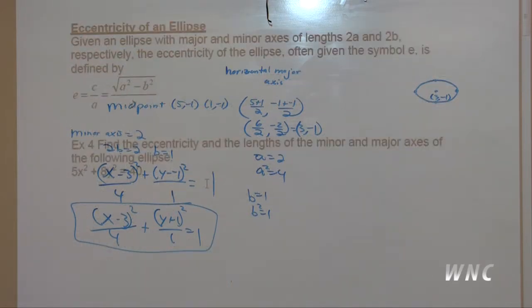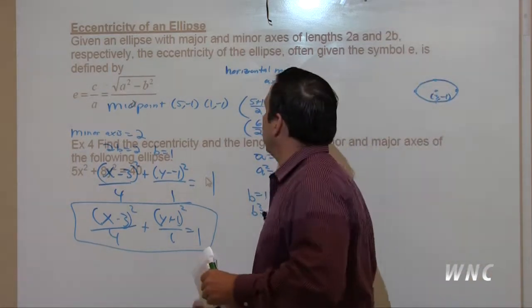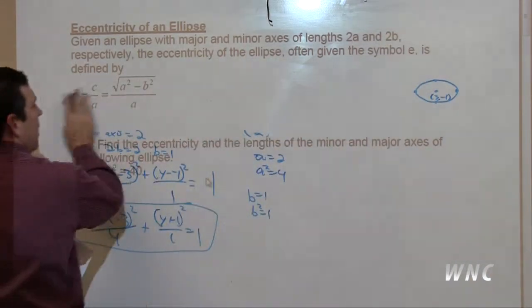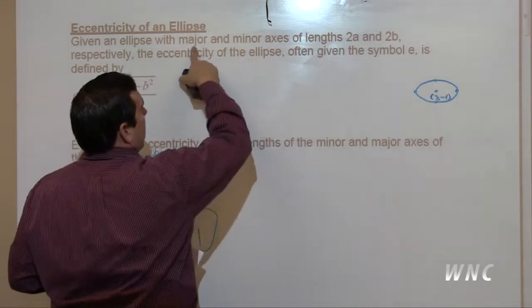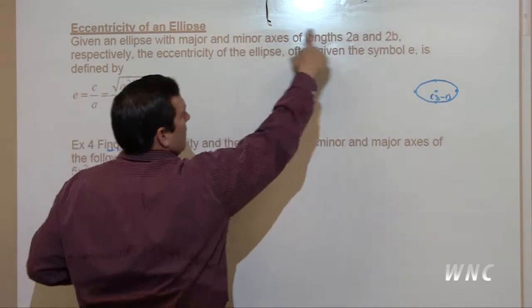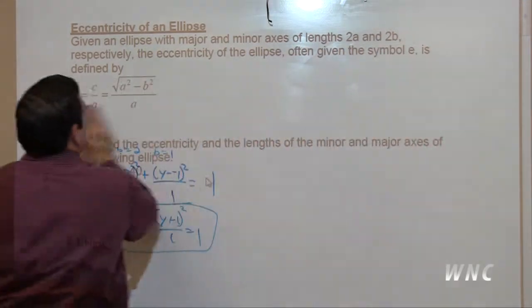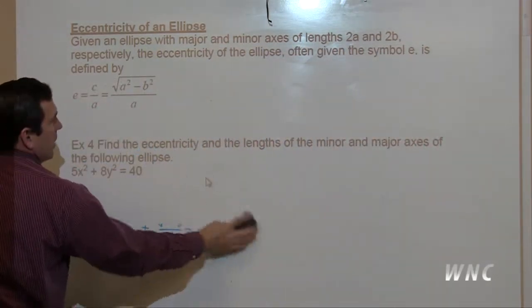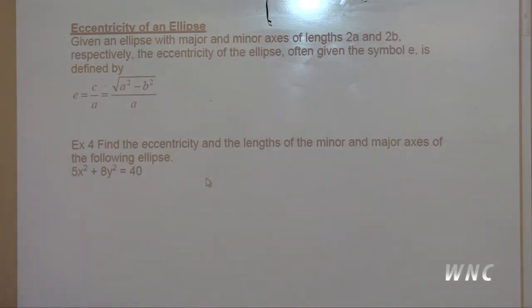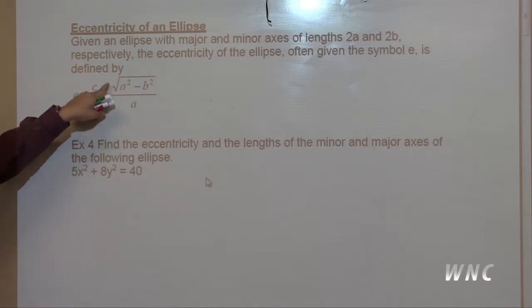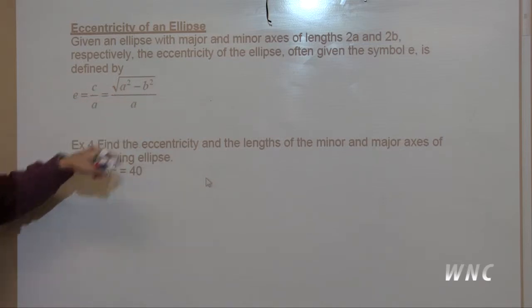Okay, our last concept from this section, we have eccentricity of an ellipse. Given an ellipse with major and minor axes of length 2a and 2b respectively, meaning major goes with the first one, minor goes to the second one, the eccentricity of the ellipse, often given by the symbol e, is defined by e equals c over a, where c is defined to be the square root of a squared minus b squared.